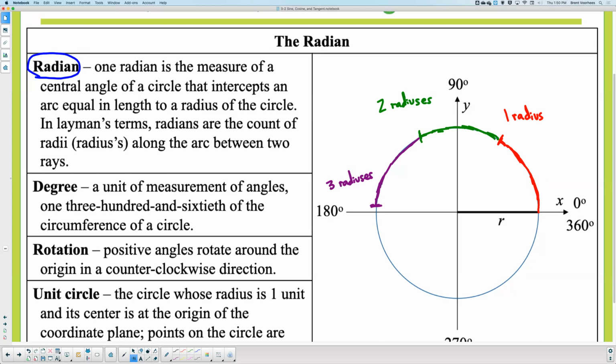Now, here's my question for you. How long do you think it would be to get to that point there? How long would it take to go from the start here in the initial standard position all the way around, halfway? I shouldn't say all the way around, halfway around the circle. How long do you think that would be? Oh, I heard great guess right there. What do y'all think? About 3.1 radiuses, 3.2 radiuses? How many radiuses do you think it would take?